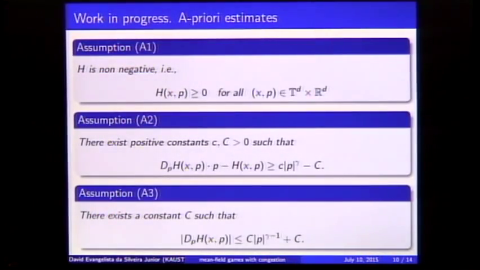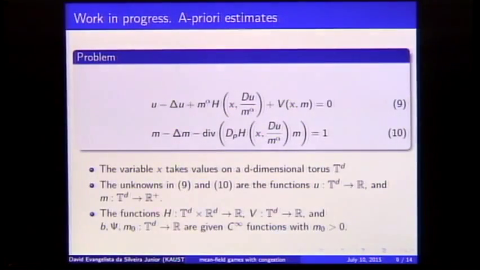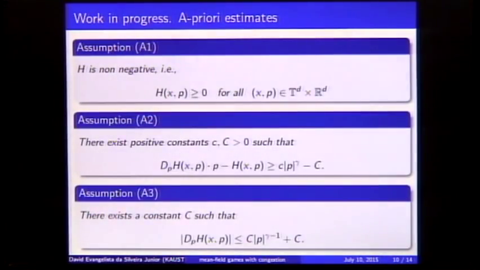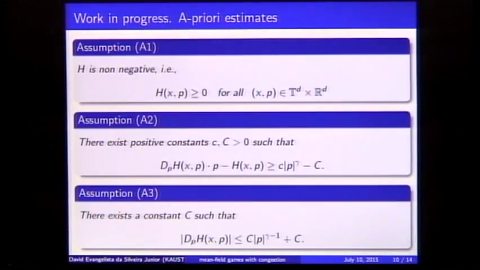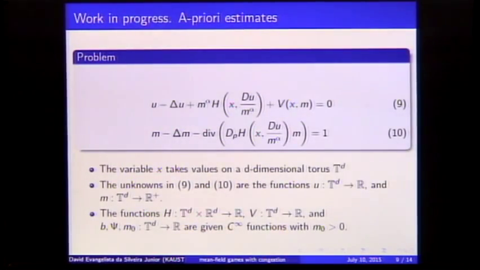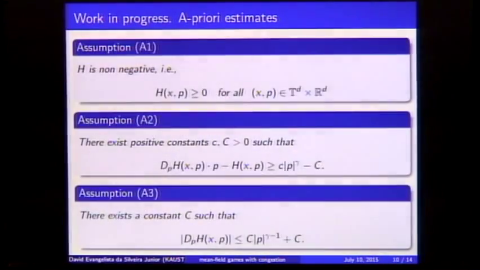We must have some hypotheses on the Hamiltonian, and we have these three hypotheses, which are natural. For example, if we consider H equals p squared over 2, which is the previous case, all those assumptions are satisfied. So it's a natural thing to do, working with some hypotheses on H, the Hamiltonian.